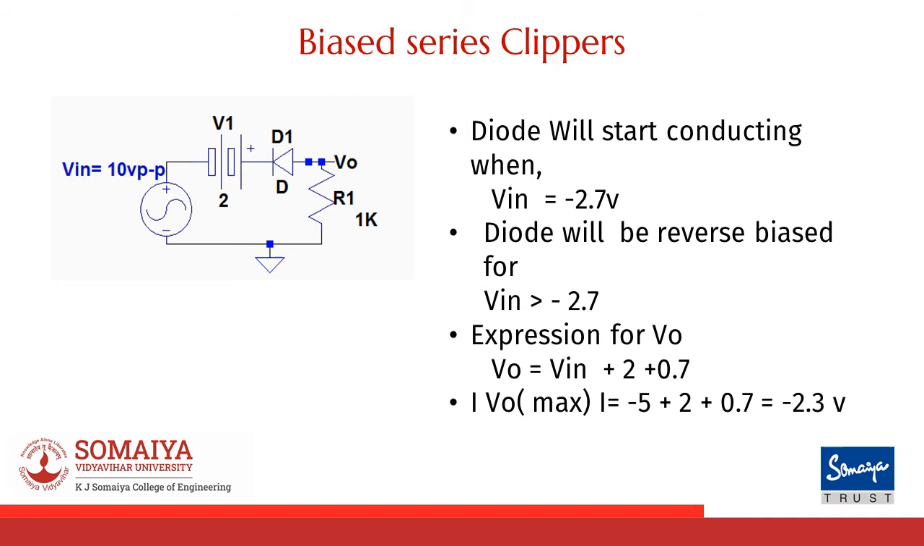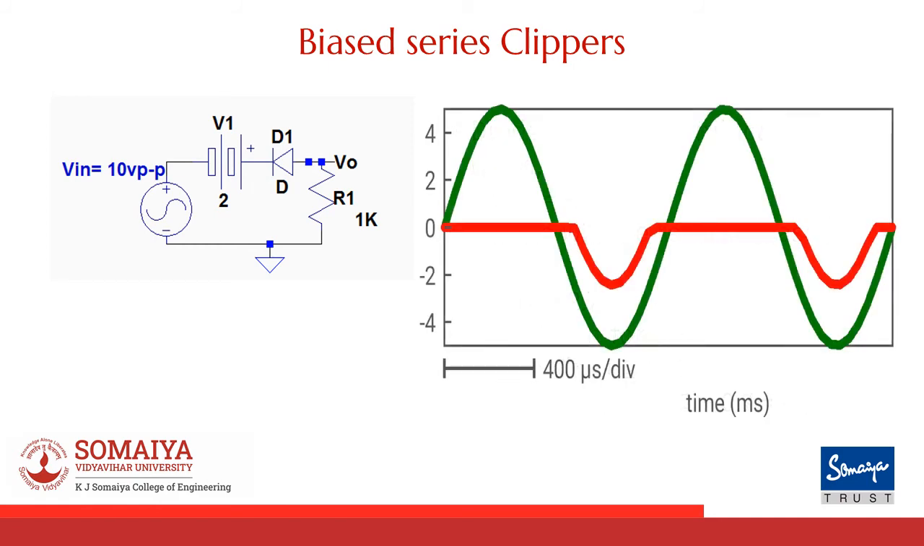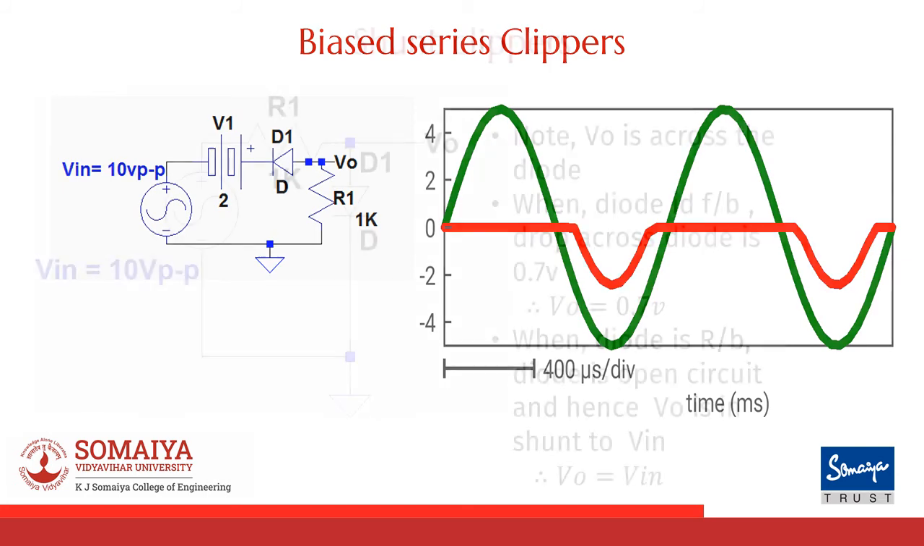Now let's look into the expression for VO. VO would be equal to Vin plus 2, that is the battery voltage, plus the diode drop, which is 0.7 volts. For example, if Vin is equal to minus 5 volts, my VO would be equal to minus 5 plus 2 plus 0.7, which is equal to minus 2.3 volts. So as discussed, the output is going to vary from 0 volts to minus 2.3 volts.